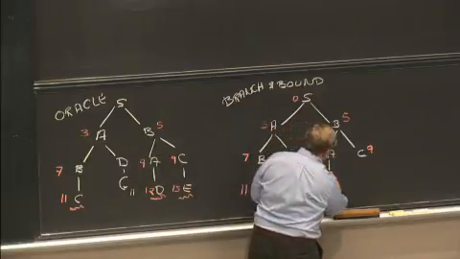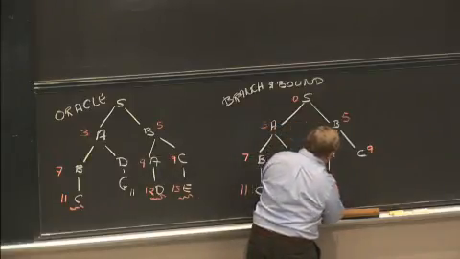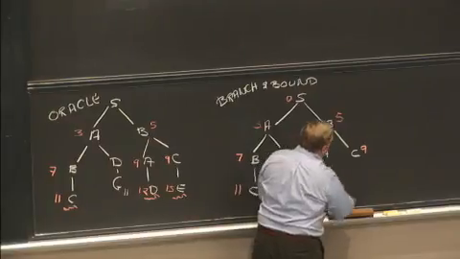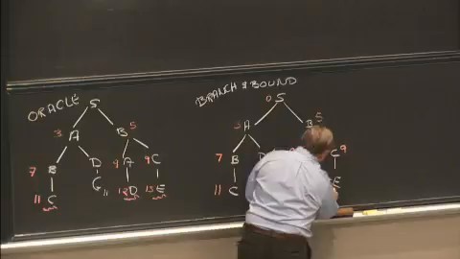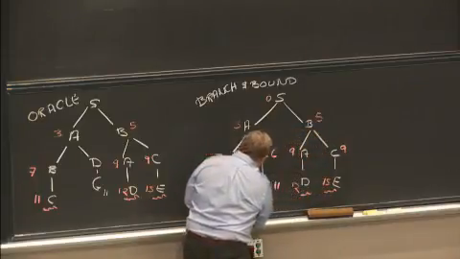A goes to D. That adds 3. That's 12. C goes to E. That adds 6. That's 15. And sure enough, we're done.